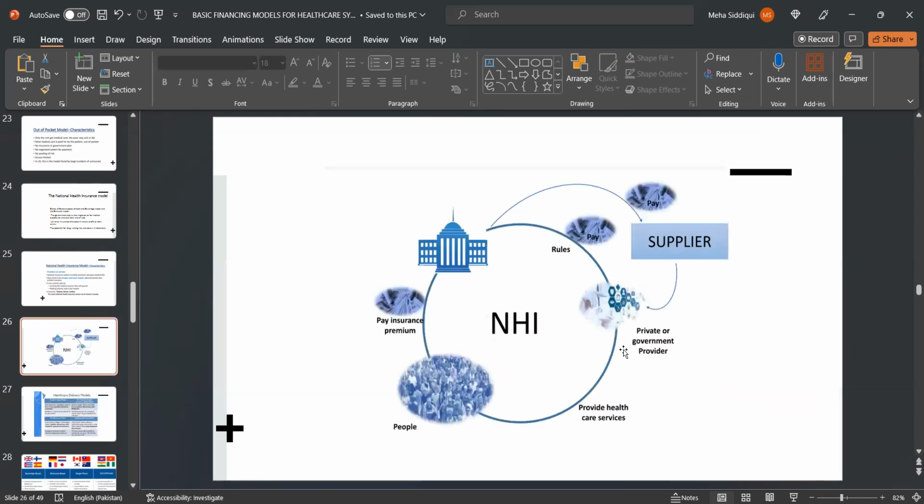So here we can see that the public is paying insurance premiums, and then the private or government providers are providing healthcare services to the people.